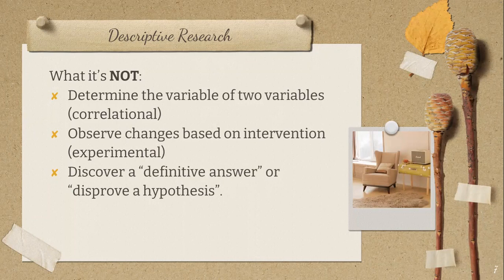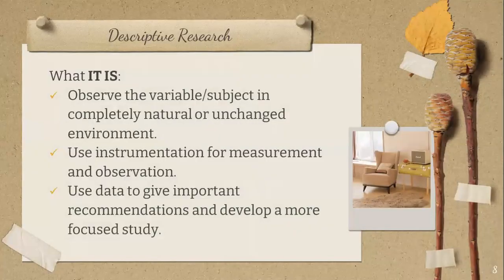The third one, descriptive research is not discovering a definitive answer or disproving a hypothesis. And what is a descriptive research? Observe the variable or subject in a completely natural and unchanged environment. The second one, use instrumentation for measurement and observation. And the third, use data to give important recommendations and develop a more focused study.